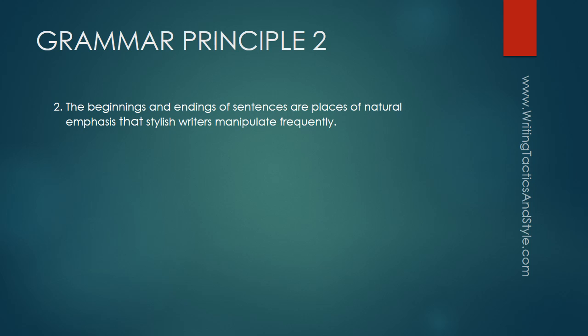Grammar Principle 2: the beginnings and endings of sentences are places of natural emphasis, and stylish writers manipulate them frequently, in fact all the time, by creating sentence structures that put key words at the beginning or at the end. It's a major way to create impact.